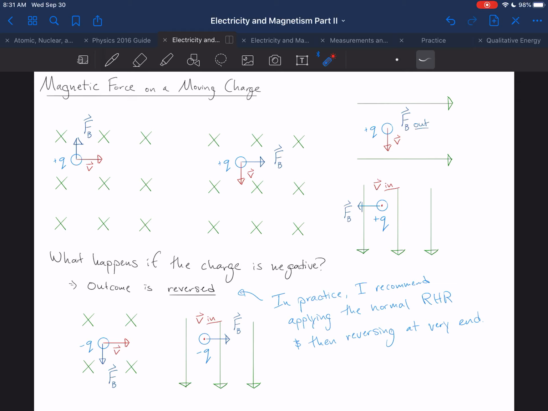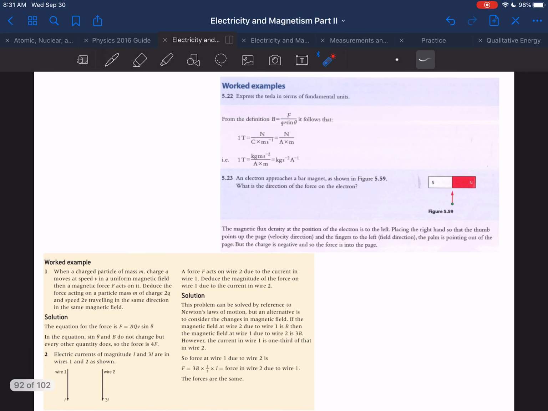So have a little practice with this particular example. A couple of examples here that you'll want to take a look at, relating to the force on moving charges and current carrying wires.